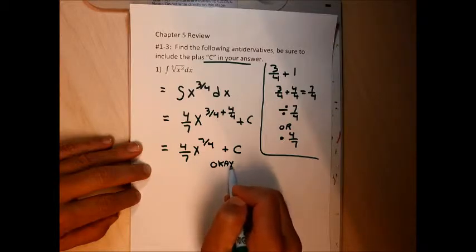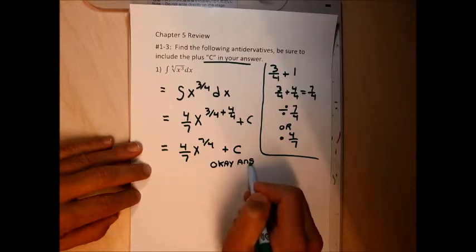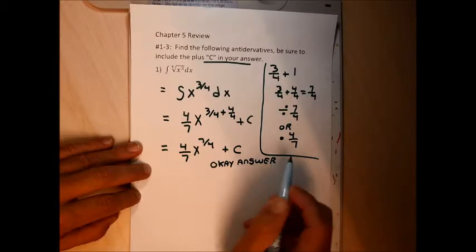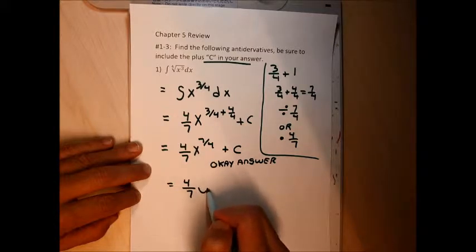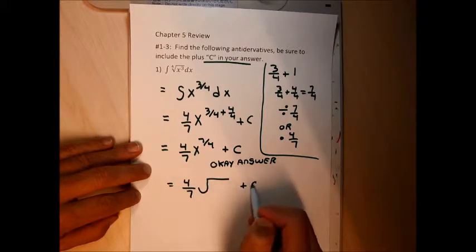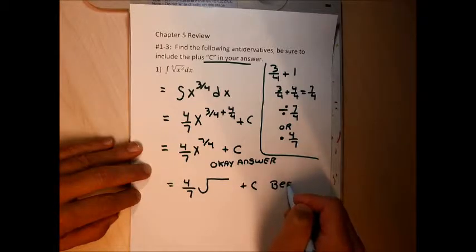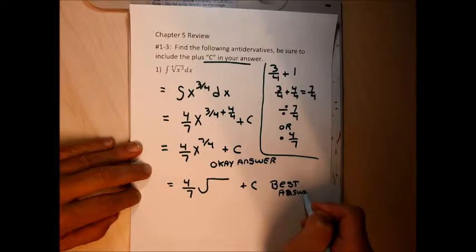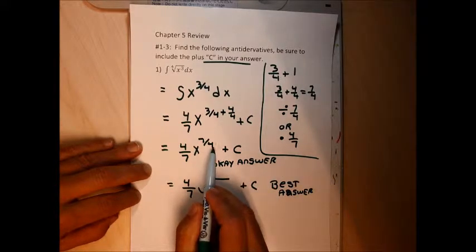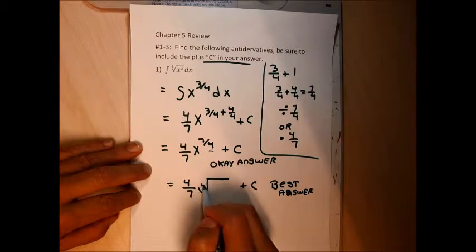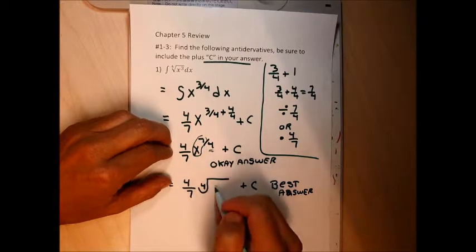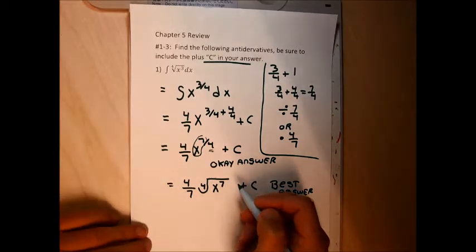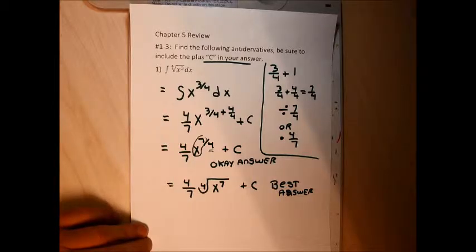Like I said, this is probably an okay answer. It's the version of the answer that I would want to use if I was trying to check to see if this is the right answer. It's probably not the best answer. Because the initial problem is written with a radical, it's probably best to write my final answer with a radical. So I'm going to call this the best answer. To take a fraction exponent and turn it into a radical, the denominator of the fraction exponent becomes the index. The rest of the fraction exponent goes under the radical. So I'd say the best answer would be 4/7 times the 4th root of x to the 7th.